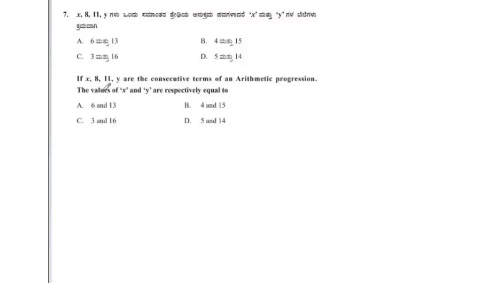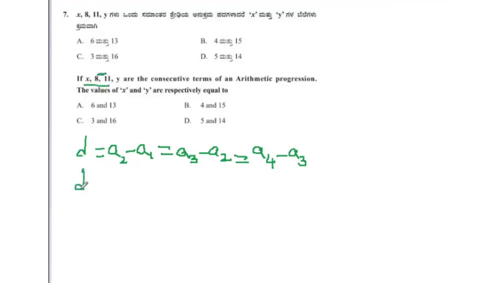Seventh question. If x, 8, 11, y are the consecutive terms of an arithmetic progression, find the value of x and y. Students, we all know that the common difference is given by the formula A2 minus A1, which is equal to A3 minus A2, which is also equal to A4 minus A3. This is the difference between the consecutive terms. Clearly from the question, the common difference of 8 and 11 is 3. 11 minus 8 is 3.